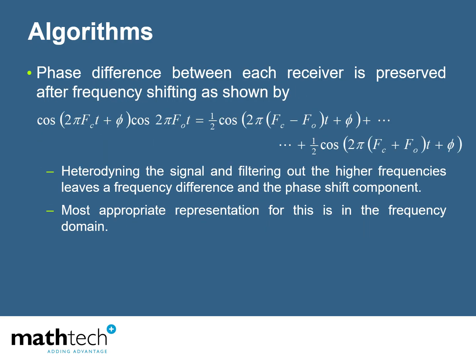This trigonometrical identity shows that the phase difference between each receiver is preserved after frequency shifting. Heterodyning the signal and filtering out the higher frequencies leaves a frequency difference and the phase shift component. The most appropriate representation for this is in the frequency domain.